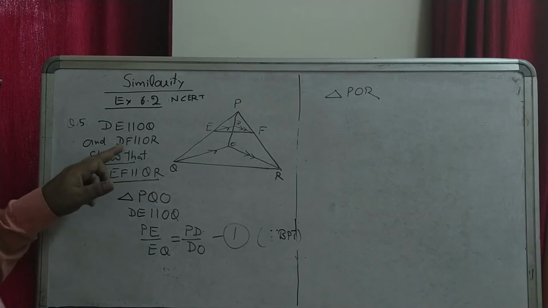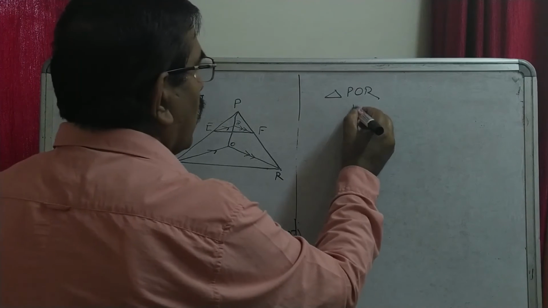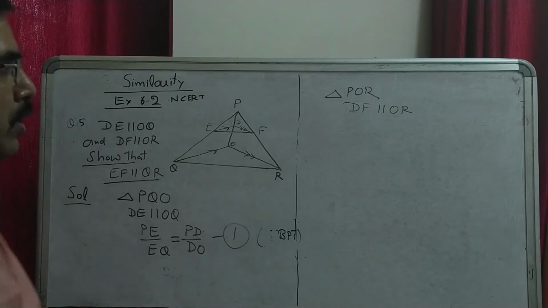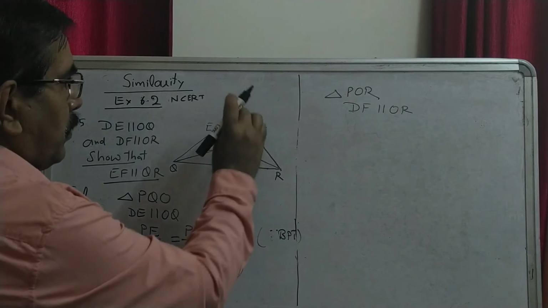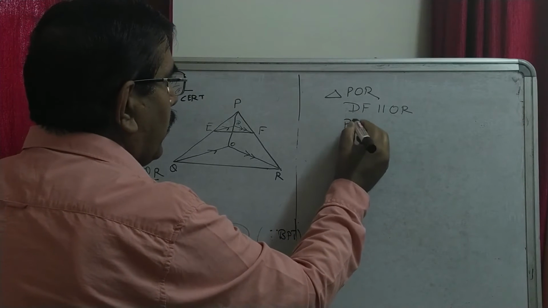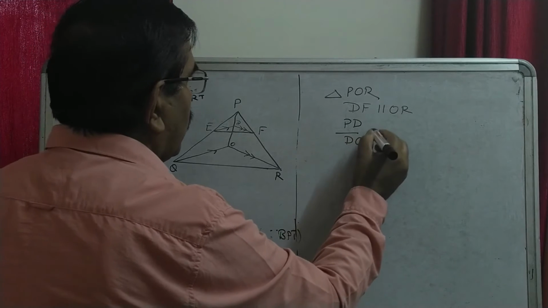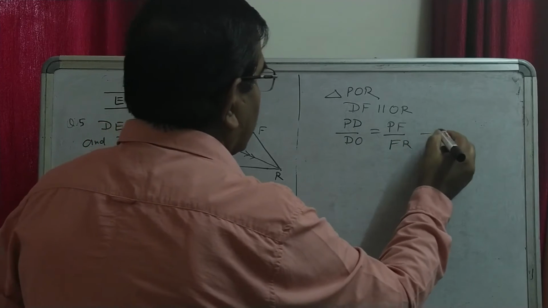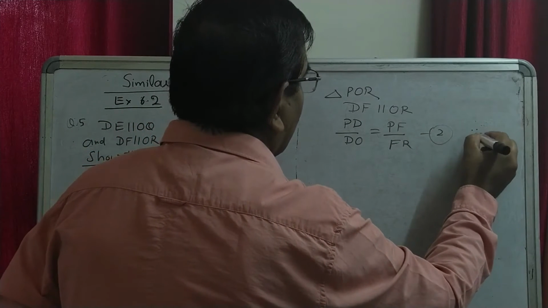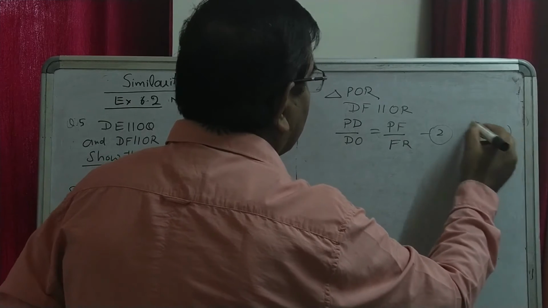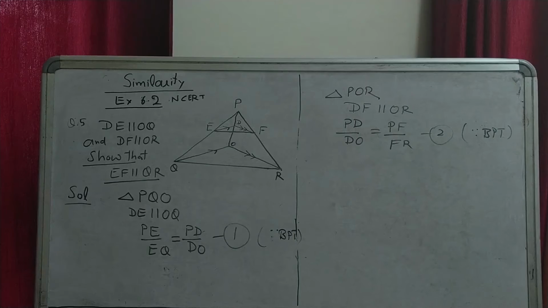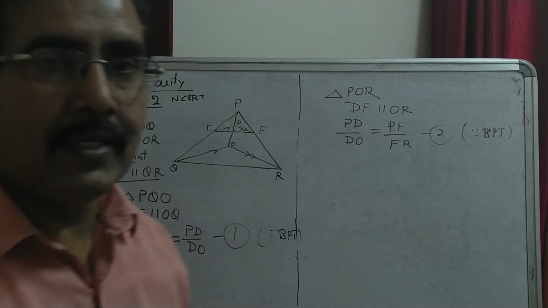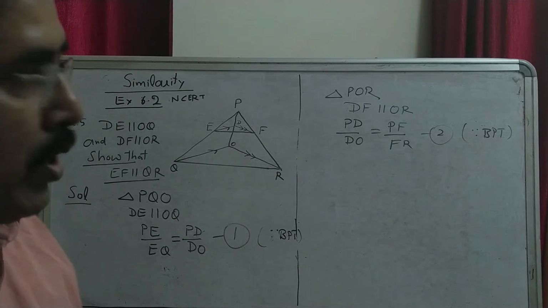Now you see in this triangle POR, DF is parallel to OR. So again, if you apply BPT, you get PD over DO is equal to PF over FR. Again, this is number 2 and this is because of BPT. I have written this result because of the basic proportionality theorem. I am again telling you, you have to mention it. Otherwise, the examiner will not give you the marks. You have to write the reason.